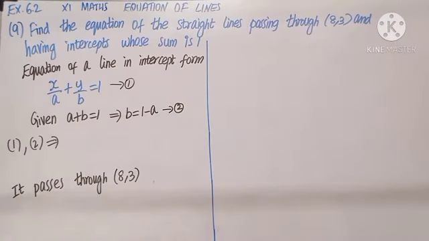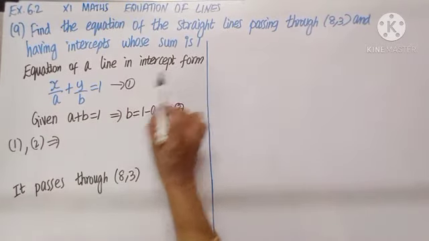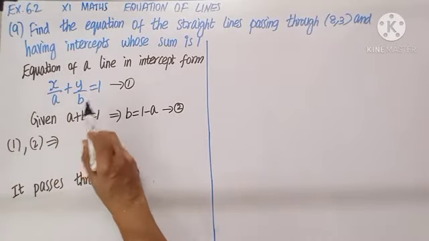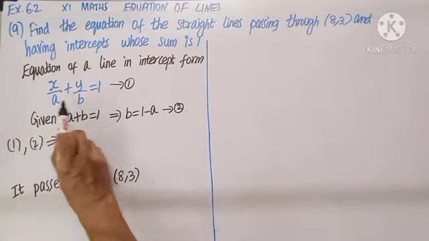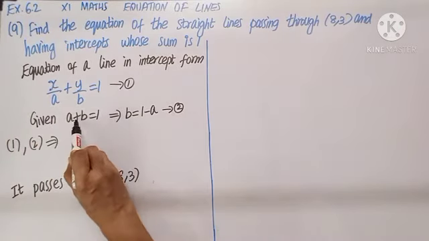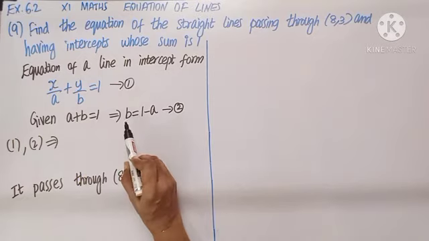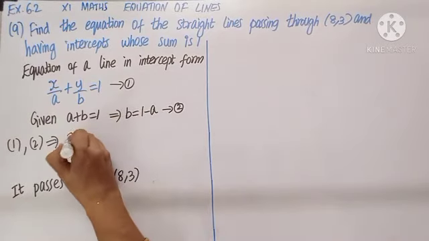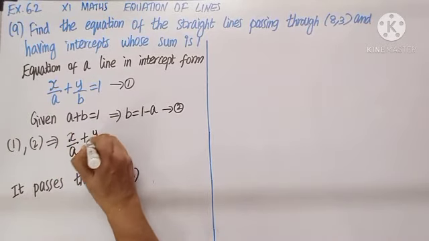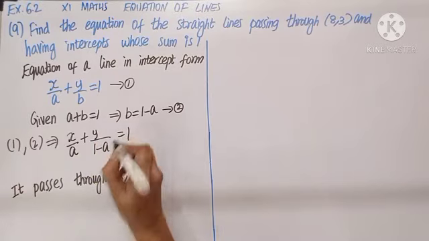Question number 9. Find the equation of the straight lines passing through 8, 3 and having intercepts whose sum is 1. We know the equation of a line in intercept form is x by a plus y by b equals to 1. Given the sum of the intercepts is 1. The intercepts are a and b. Sum tells me add it. A plus b is 1 gives b equals 1 minus a. Putting it back in the equation, x by a plus y by 1 minus a equals to 1.